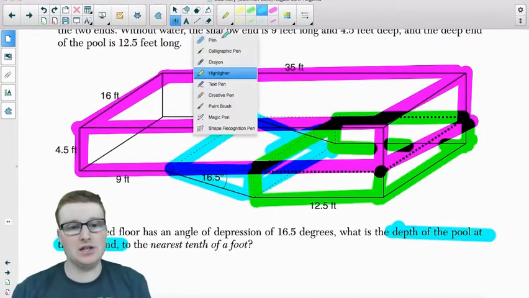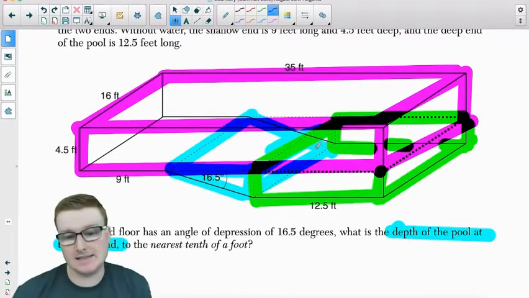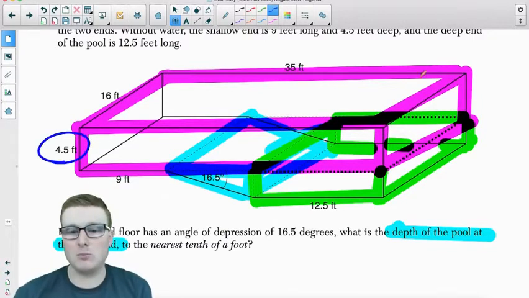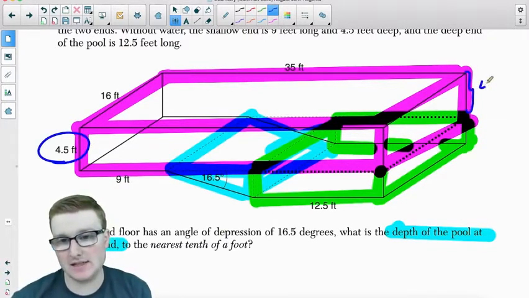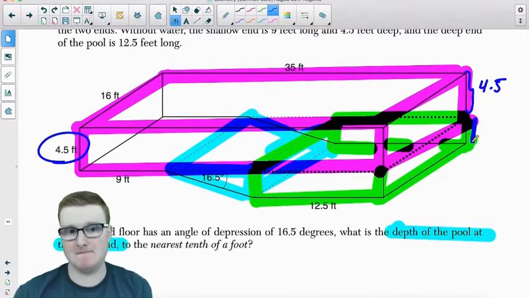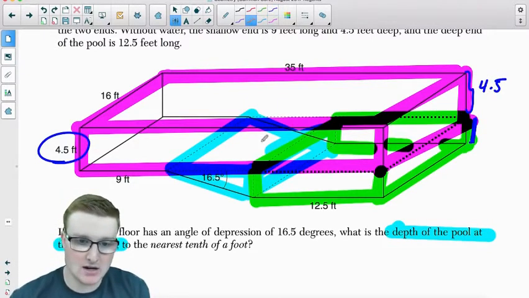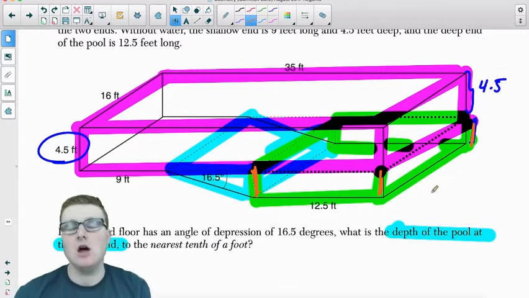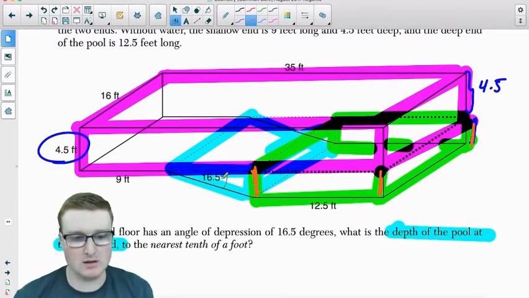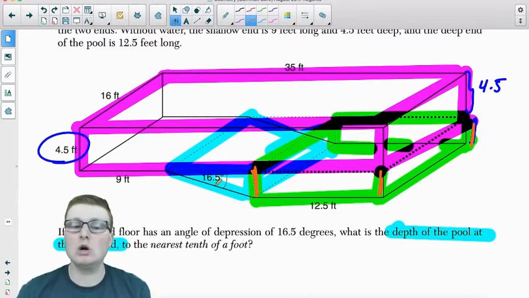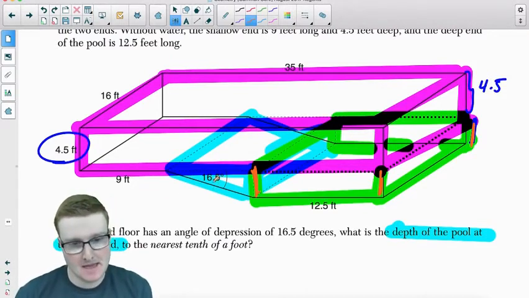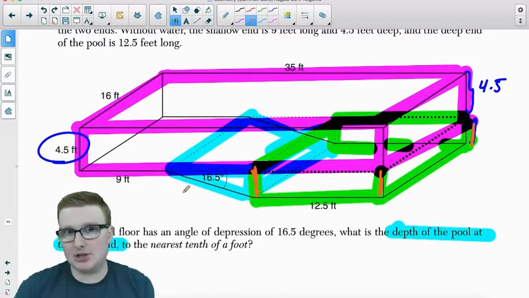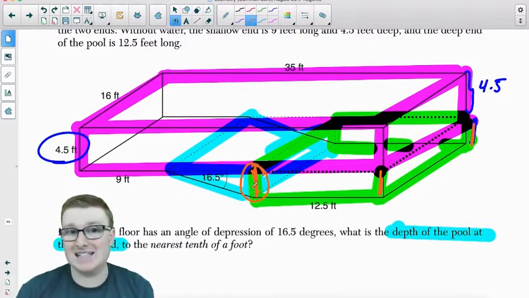The first thing I need to do is, I have 4.5 feet. I know that a portion of this is 4.5. I'm missing the bottom of it. Well, the bottom of that is right here as well. That matches this, which matches this. The problem is we don't have that at all. All we've got is a triangle here. So this is what we do. We are going to be using trigonometry to solve for that side.